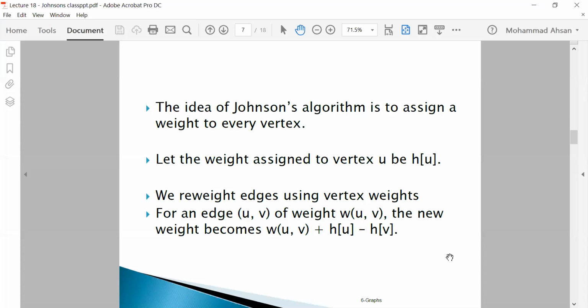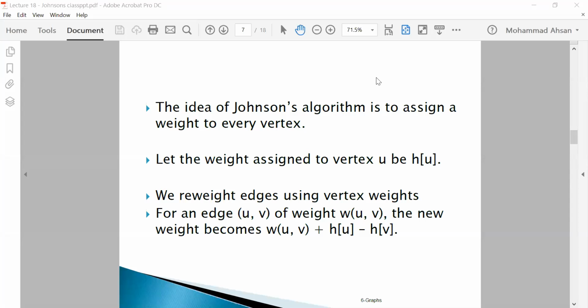So the idea is to, instead of doing anything with the weight, what Johnson's algorithm does, it assigns a weight to every vertex, and then it uses this weight to reweigh the edges using the vertex weights. So the formula that is used is that the weight of the edge, weight of uv, is changed to weight of uv plus hu minus, if the edge is u to v, then so it's like this.